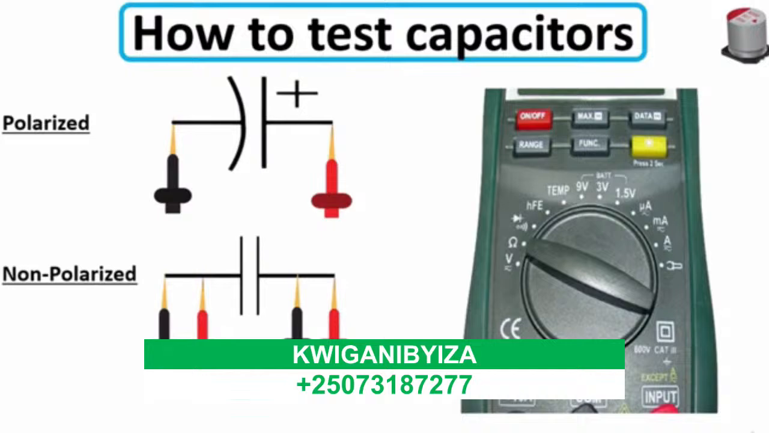So now let's see how to test a capacitor. Before diving into testing, I want to add that for polarized capacitors, you should respect the polarity. You should always put the red probe of the multimeter on the positive terminal, and the black probe on the negative terminal. But for non-polarized capacitors, you can use the probes as you want: the black and the red, or the red and the black.